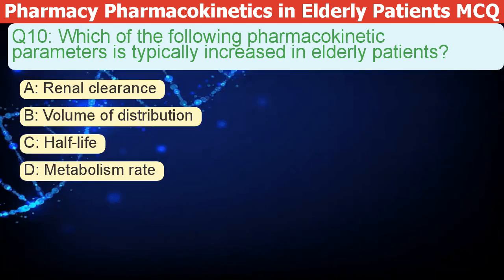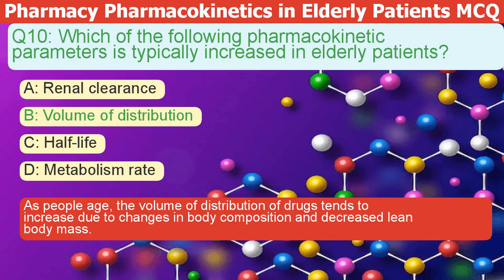Which of the following pharmacokinetic parameters is typically increased in elderly patients? A. Renal clearance. B. Volume of distribution. C. Half-life. D. Metabolism rate. The correct answer is B. As people age, the volume of distribution of drugs tends to increase due to changes in body composition and decreased lean body mass.